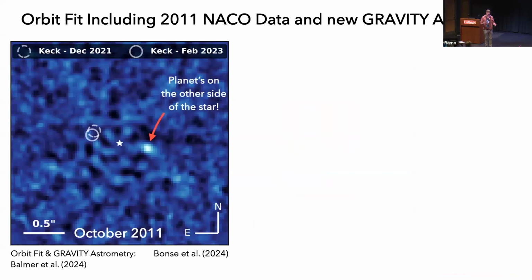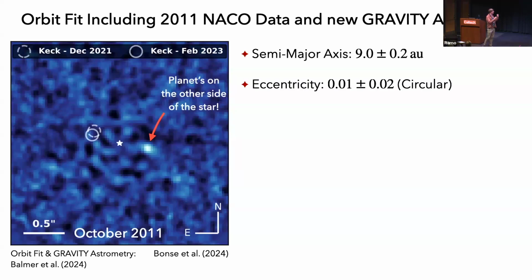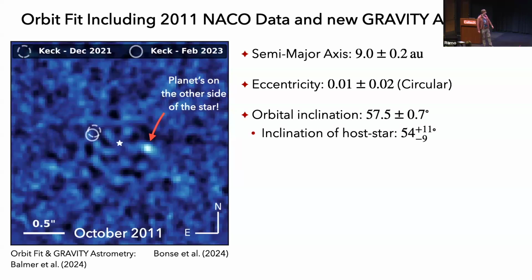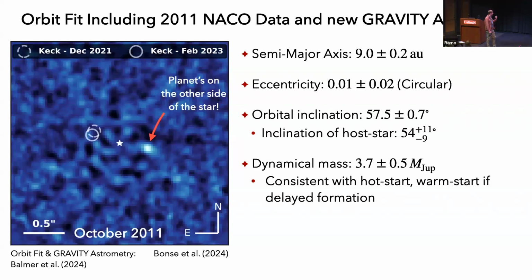There's also been a GRAVITY program that William Balmer led following up the planet. With all of this data together, we've mapped out the orbit of the planet. We find that the planet's semi-major axis is 9 AU. The planet has a circular eccentricity and an orbital inclination that closely matches the projected inclination of the host star, so some indications of potential spin-orbit alignment in the system. Dynamical mass of 3.5 Jupiter masses, which is consistent with hot start evolutionary model predictions, or warm start if the planet took some time to form.